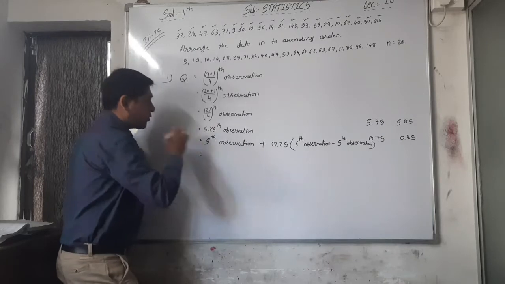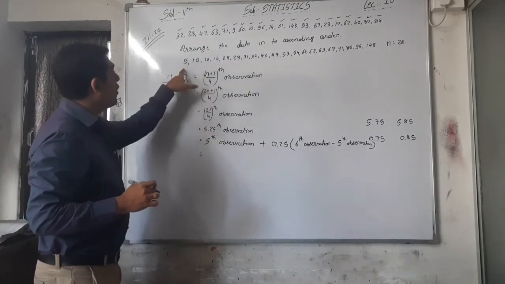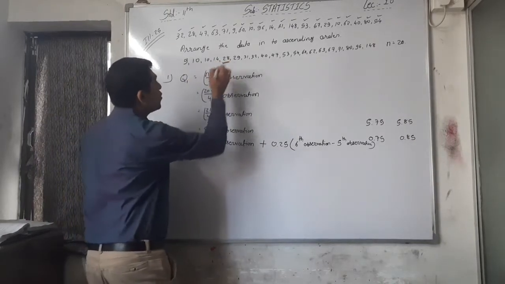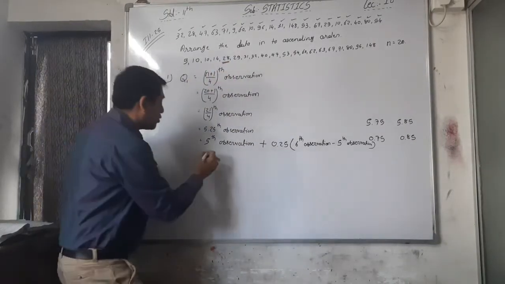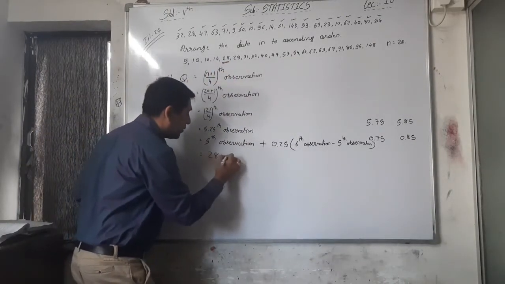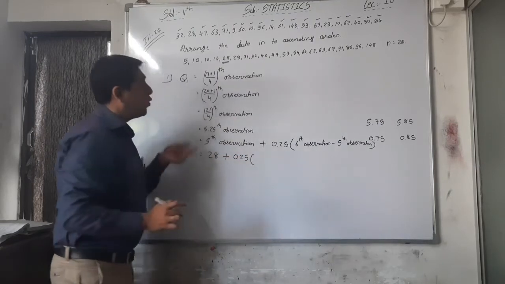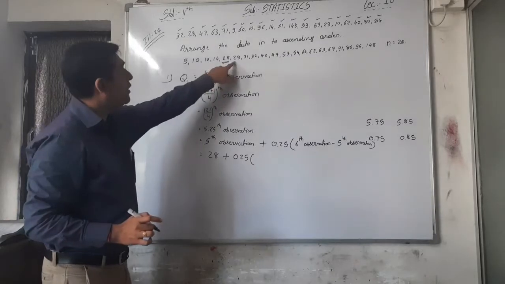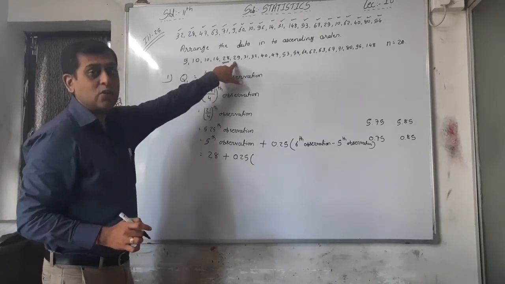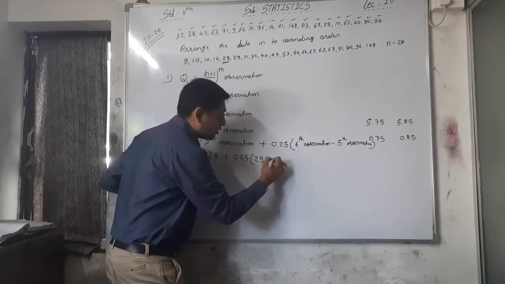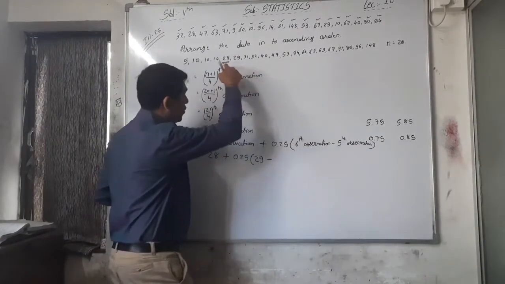What is the fifth observation first? Fifth observation: 1, 2, 3, 4 and 5. See here, this one is the fifth observation. So here you have to write 28 plus 0.25 into bracket. What is the sixth observation? The next one, sixth observation, is 29. So 29 minus the fifth observation, that is 28.